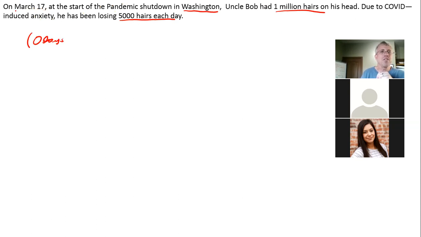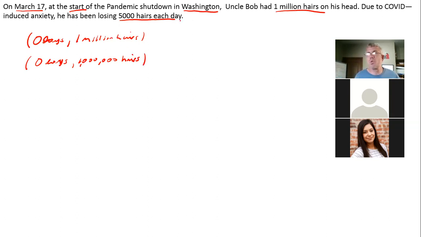So yeah, you're given the date, but the date is the start, and the start is always 0. So 0 days, 1 million hairs. So you could write it in words. You could write it 0 days. You could actually spell out the 1 million as a number. There's multiple ways you could legitimately do this model. These are 2 of them. I'm going to do 1 more.